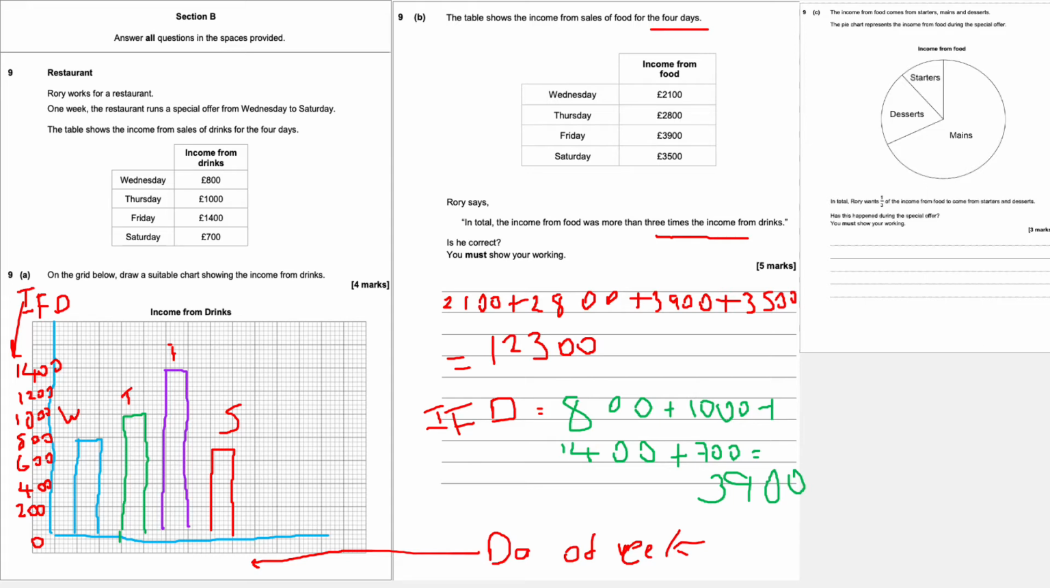Okay, is that 3 times it? No. So this divided by this actually gives us... oh, sorry. The answer is yes. Sorry, 12,300. Guys, apologies. Divided by this gives us an answer of bigger than 3. It's bigger than 3. So therefore, Rory is correct.